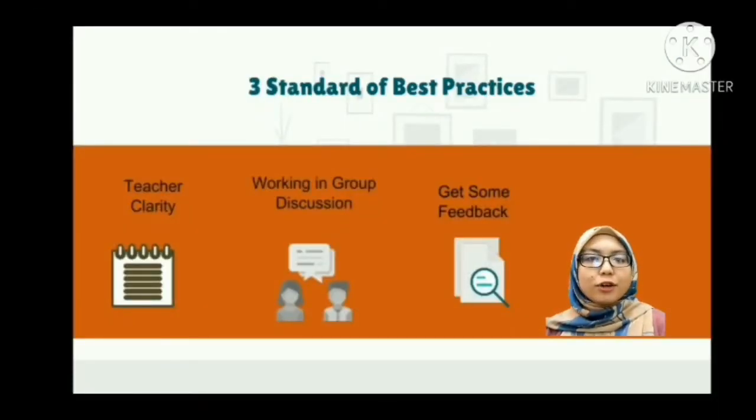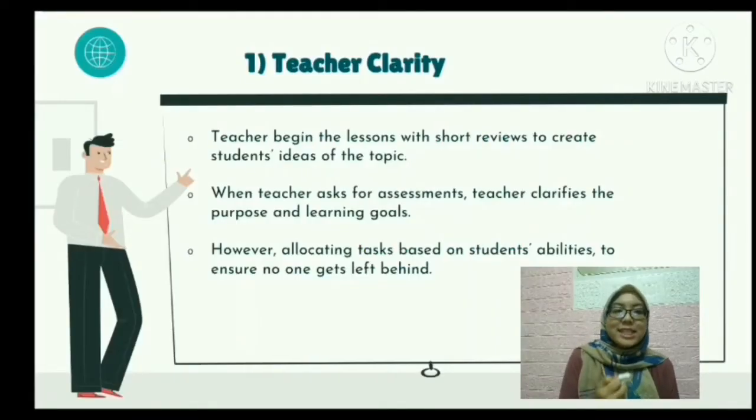Actually, there are a lot of best practices that teachers can apply, but in this presentation, I just focus on 3 standards of best practice, which is first, teacher clarity, second, working in group discussion, and the last is get some feedback. First, teacher clarity.